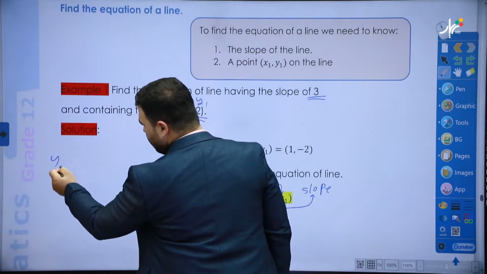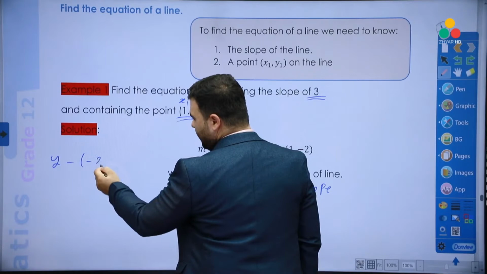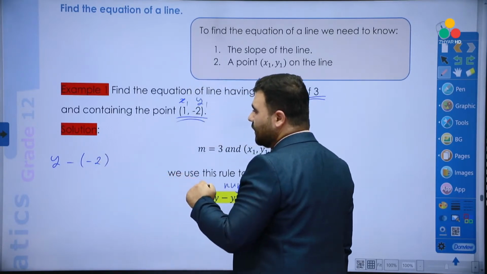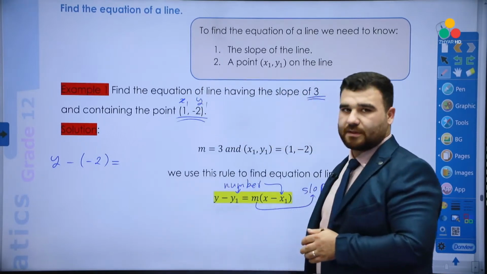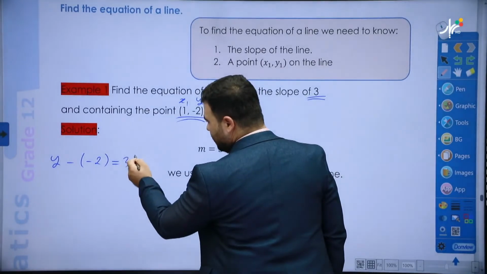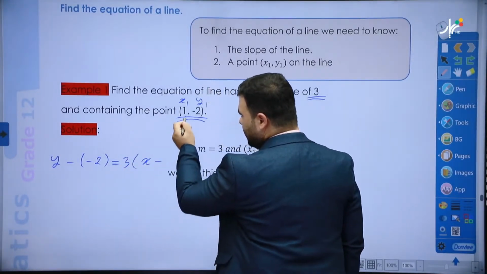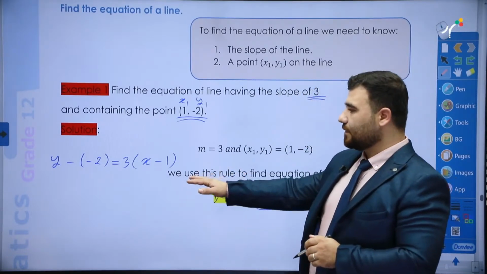y minus y1, which is negative 2: y minus negative 2 equal to the slope, which is 3. So I write 3 times x minus x1, which is 1. Now this is the equation of the line.